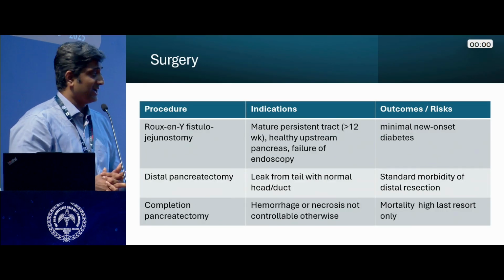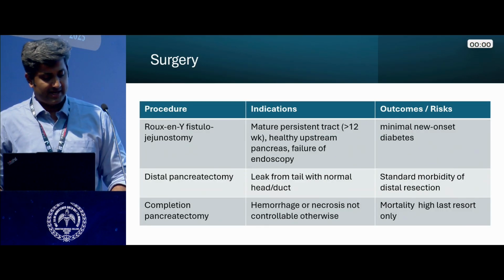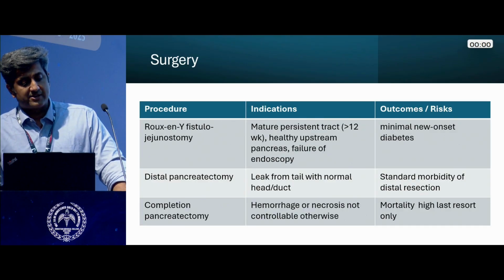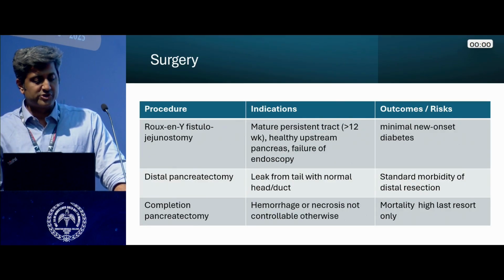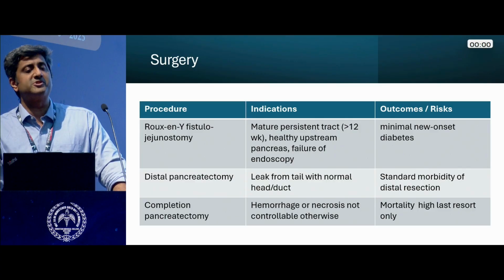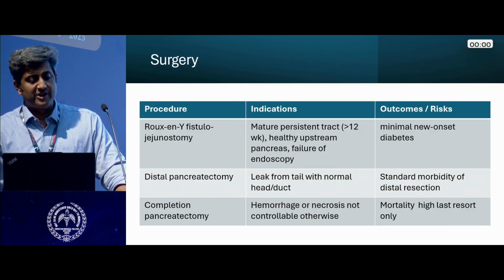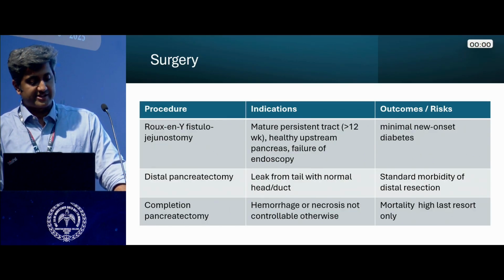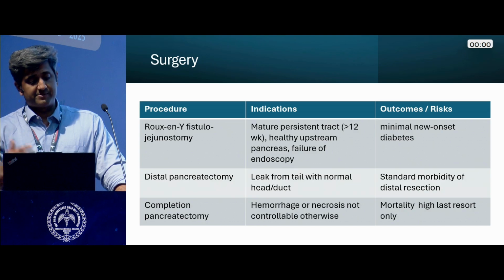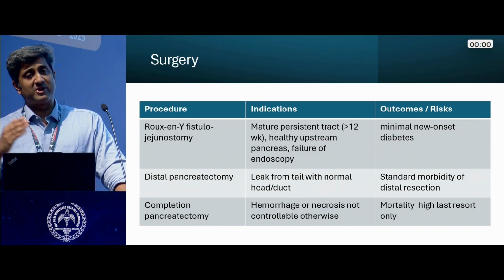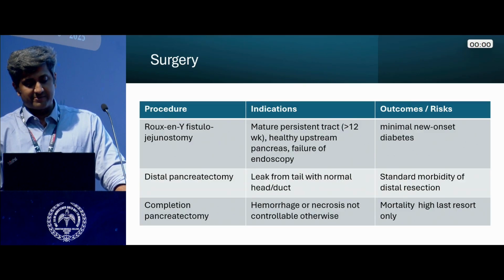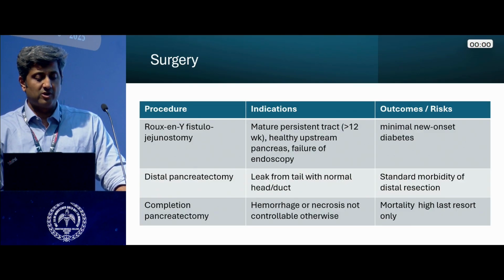Surgery, I won't talk too much about because it's probably way out of my area. But surgery has some limited role. If you have a mature tract and good upstream pancreas, a diversion surgery is possible. It does reduce the risk of new onset diabetes as opposed to something that is more aggressive. If required subsequently, then distal pancreatectomy would be preferable. So obviously this is only possible in distal fistulas. Complete pancreatectomy, unless you have no other way, I think should be avoided.